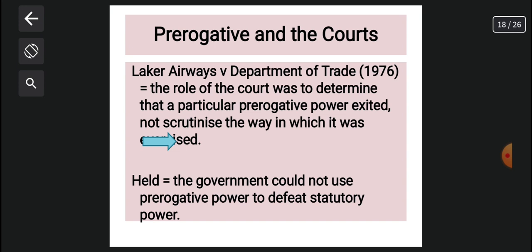So the court said that the government could not use prerogative power to defeat statutory power. The statutory power is a civilian right. It is their right to start an airways business, and there is nothing the government can interfere in. And that's how they got their license back and they started their business.